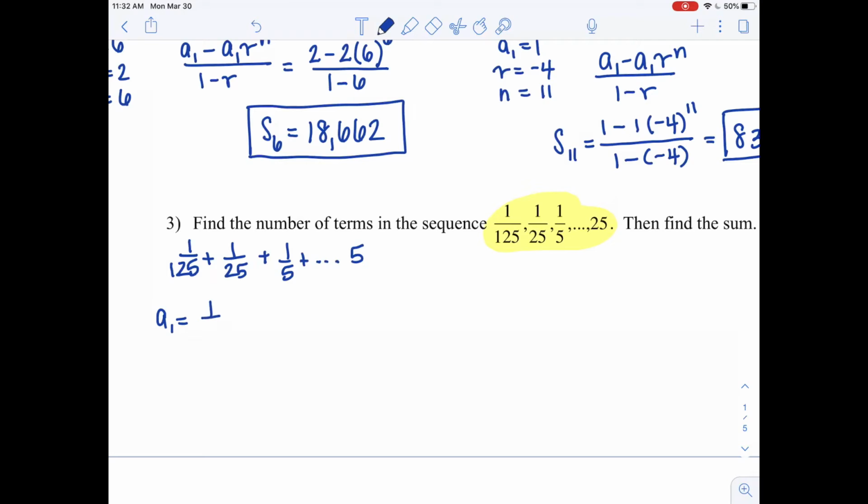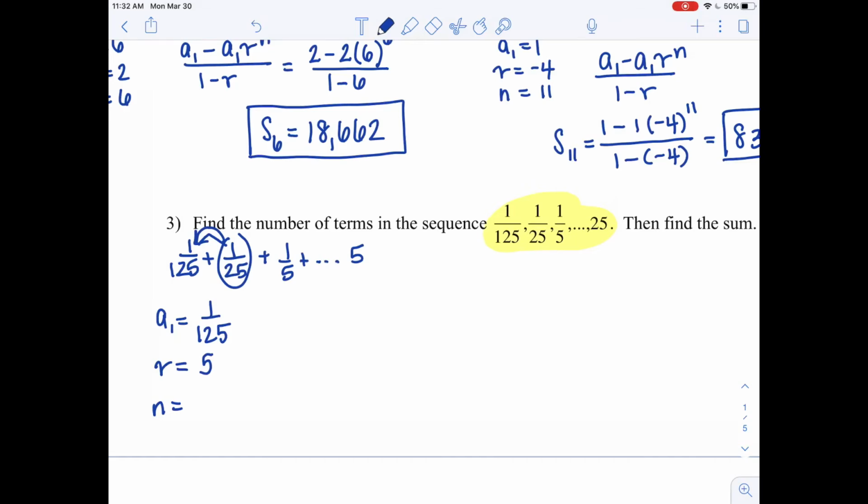Okay, so if you remember, what I need for a geometric series is I need to know what's the first term, 1 over 125. Okay, I need to know what's the common ratio. What am I multiplying by as I go from 1 over 125 to 1 over 25? Remember, if you get stuck, you can always take a term and divide by the previous term, and you'll see in this case you're multiplying by 5.